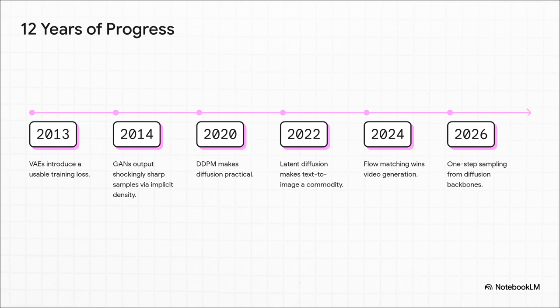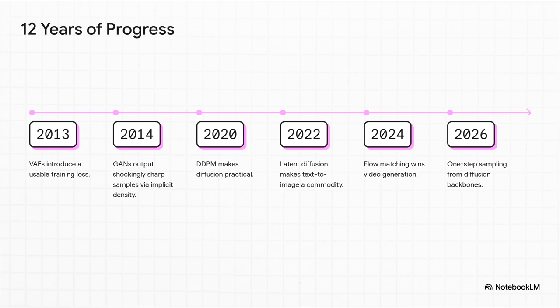In 2013, VAEs gave us the very first usable training loss. Then, bam, 2014 hits and GANs explode onto the scene with these incredibly sharp implicit density samples. Fast forward to 2020, DDPM finally makes diffusion practical. By 2022, latent diffusion is completely dominating text to image.